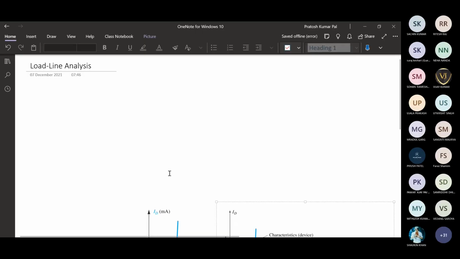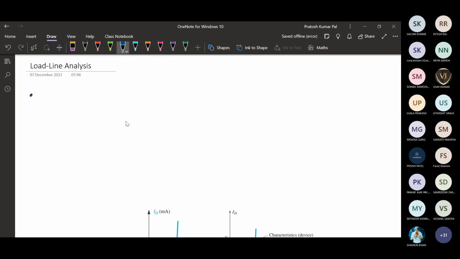So we will start with the load line analysis in case of diodes, and how this load line is helpful for analyzing diode circuits. Basically, when a diode is used in a circuit, we draw a load line. We have the VD versus ID, the VI characteristics of diodes.